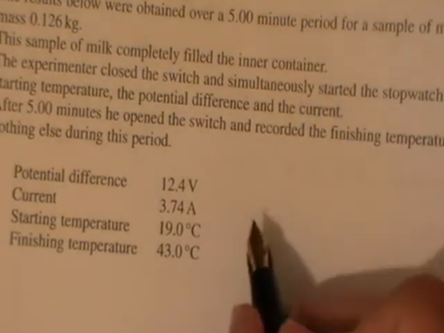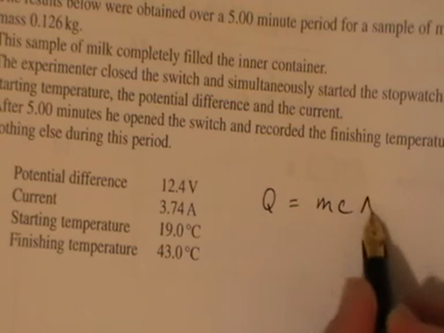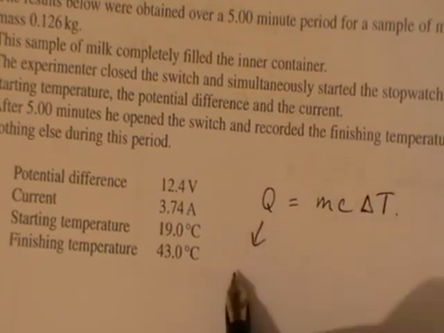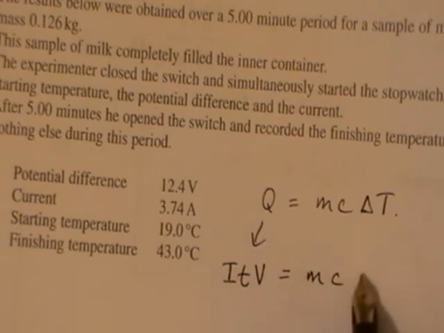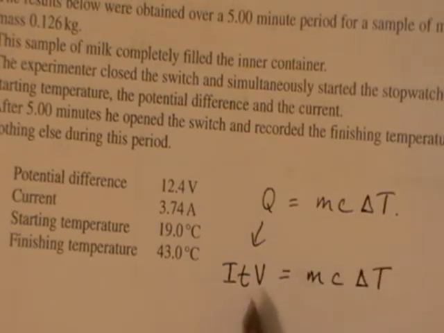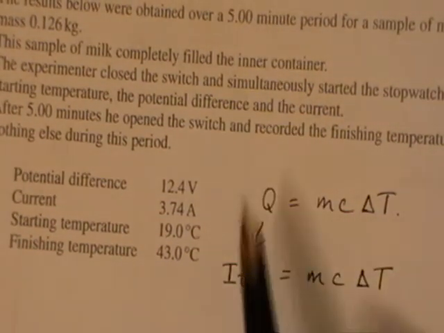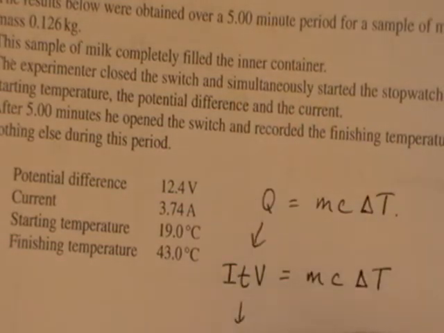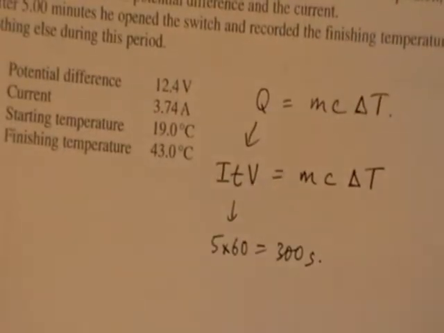And so remember, for this we're going to use that Q is equal to MC delta T. Q is going to be equal to I times T times V, so that's equal to MC delta T. So we need the current, the time, and the voltage, and we're told it's over a 5-minute period. So we've got the time, we just need to be careful. That time is 5 times 60, which is equal to 300 seconds. But that should give us anything that we need to calculate.